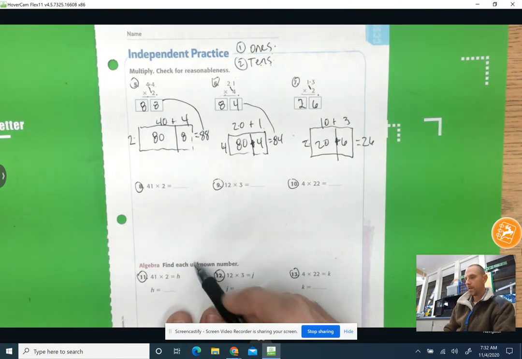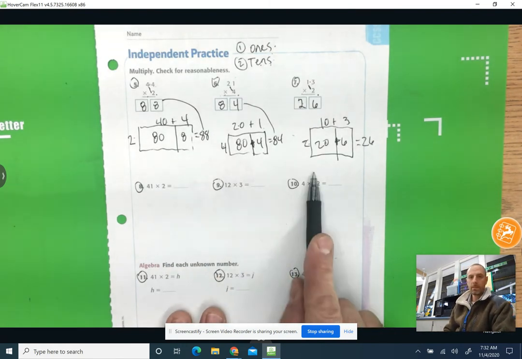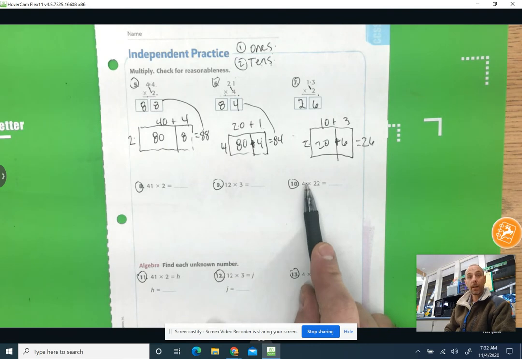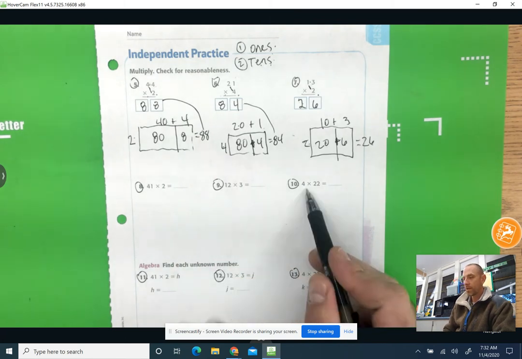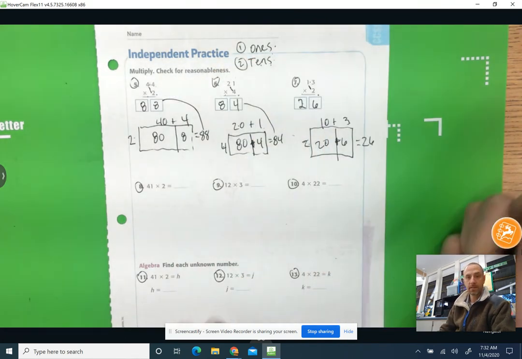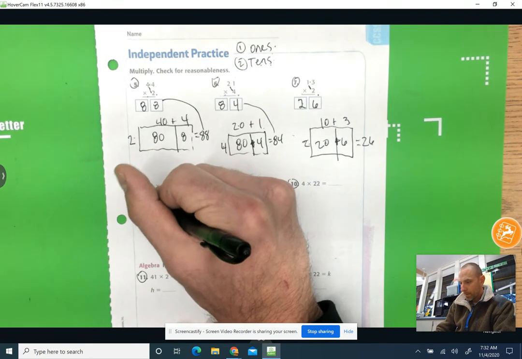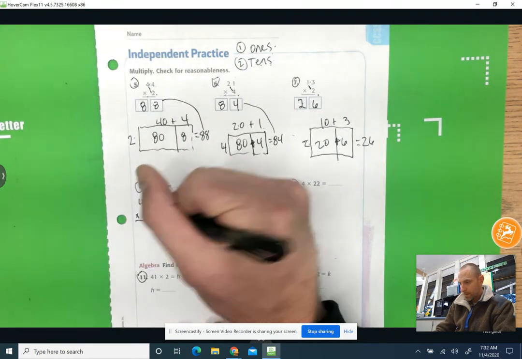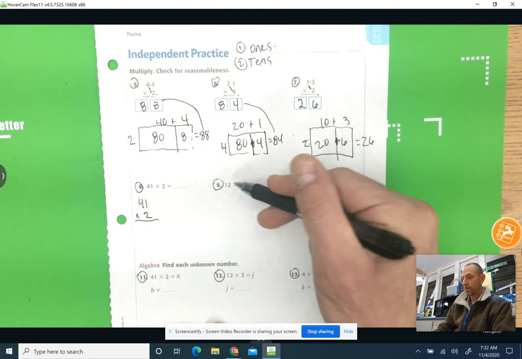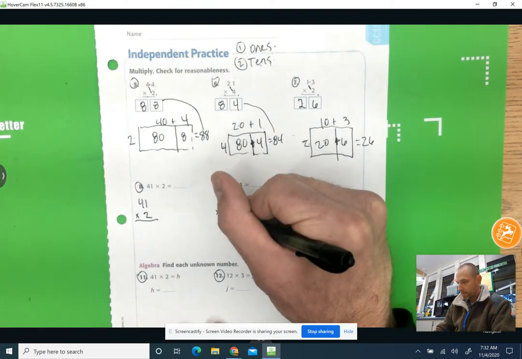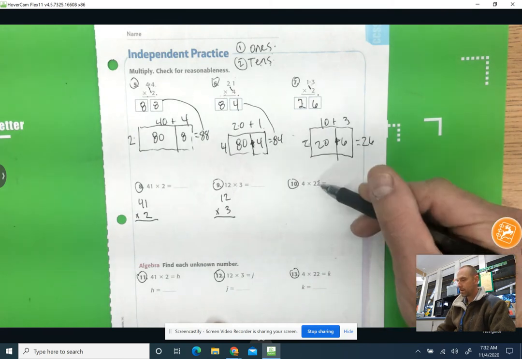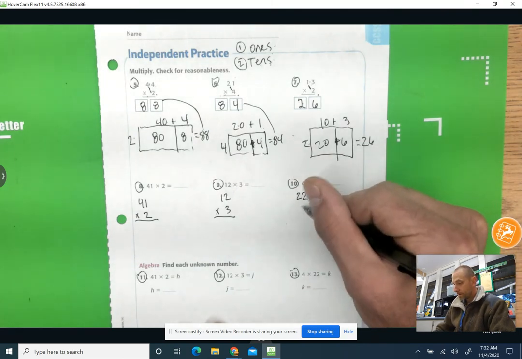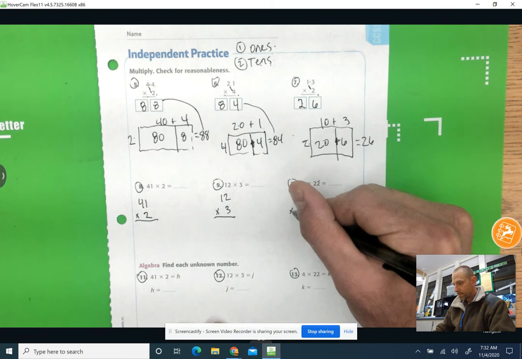Number 8, 9, and 10 are not set up the way that it needs to be for you to be successful with this problem. You will set these problems up vertically, just like 5, 6, and 7 are. 41 times 2. I'm going to move over to 9 and do the same thing. 12 times 3 and 22 times 4. The 2-digit number always goes on top.